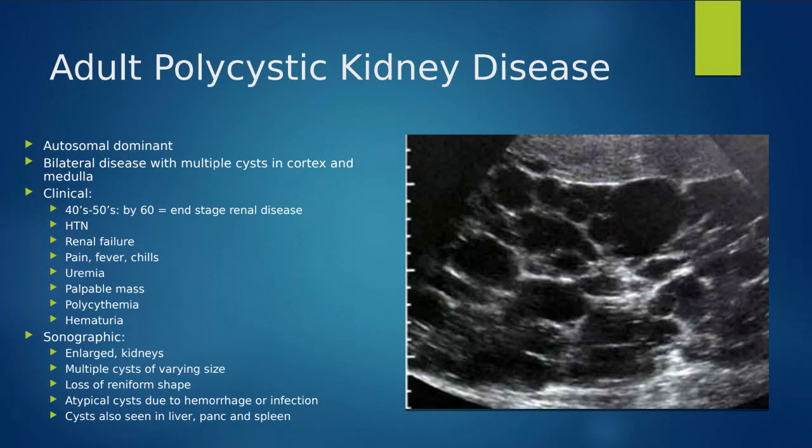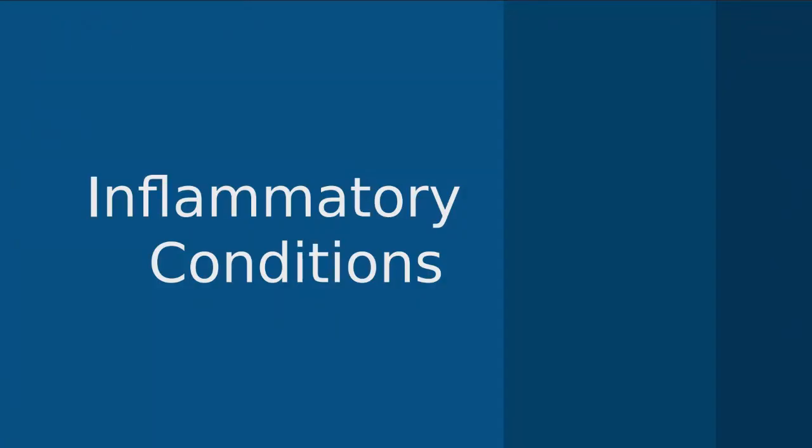So any cyst that has debris, any cyst that looks abnormal in shape, any cyst that looks complex. Those are the cysts that we're measuring. So we are not measuring every single cyst in a polycystic kidney disease patient. Just want to make that clear.